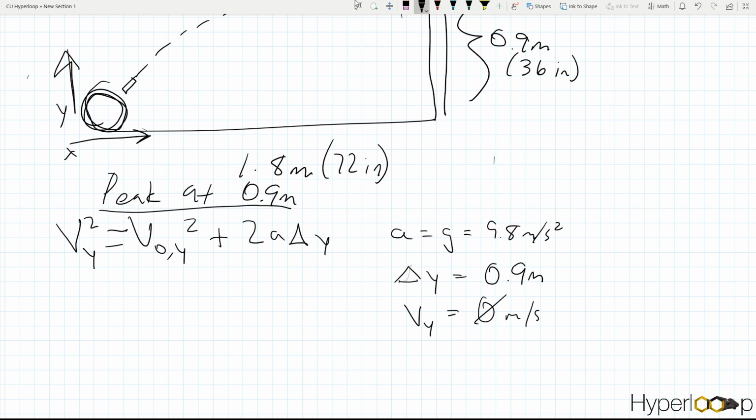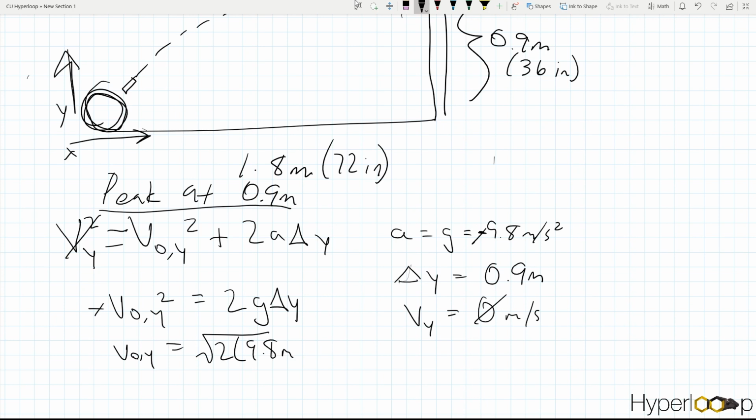So what that means is we can cross out our Vy squared, and we can move v naught y squared to the other side of the equation. I should also clarify this is a negative value here. V naught y squared equals 2g delta y. If we plug in our numbers, this negative cancels with the negative in our g, the 9.8, and we get v naught y equals the square root of 2 times 9.8 meters per second squared times 0.9 meters, all under the square root.